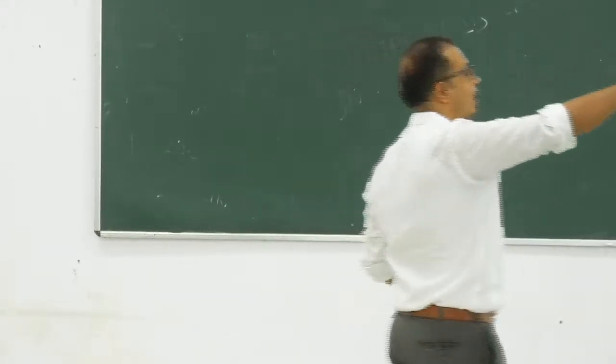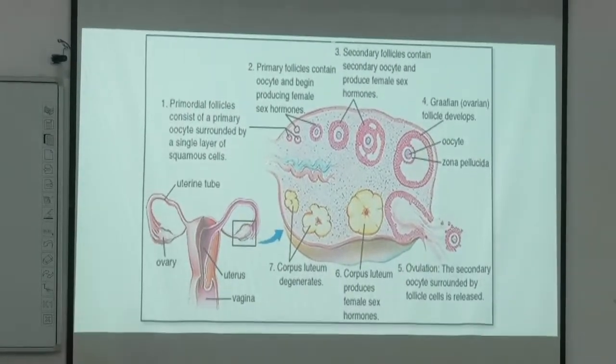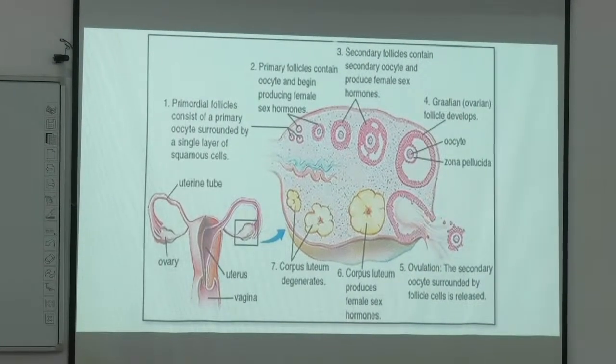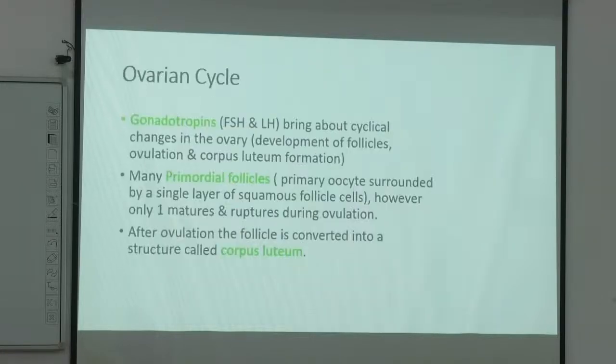So in the upper half we have the cycle phases. We call them the follicular phase, then ovulation, and then we have the regression phase. We call them the luteal phase. This entire phase of this particular ovary is governed and orchestrated by hormones. So we have these female hormones which are present.